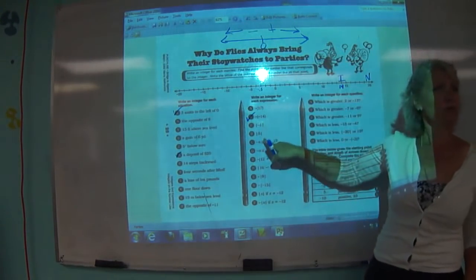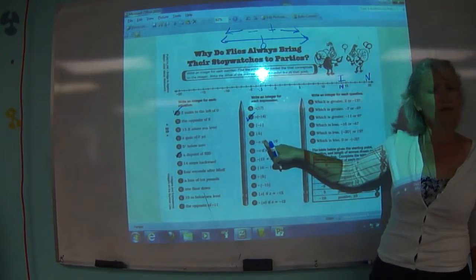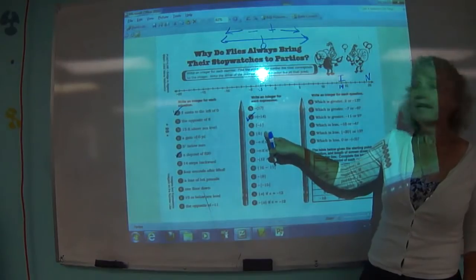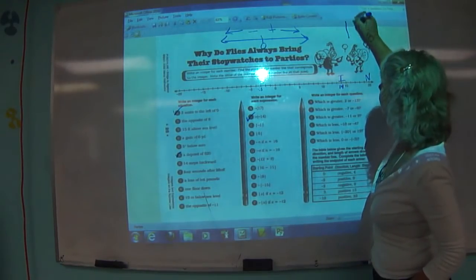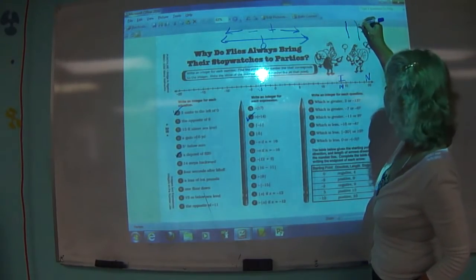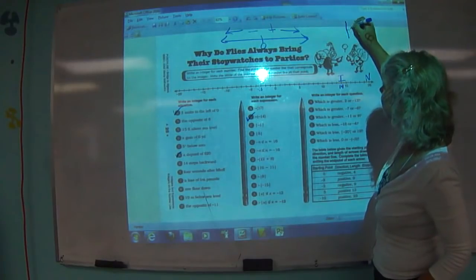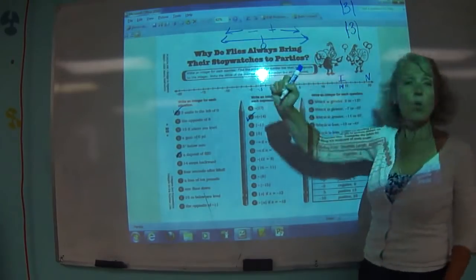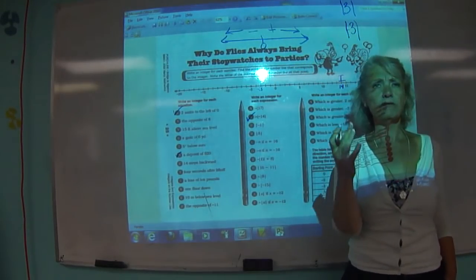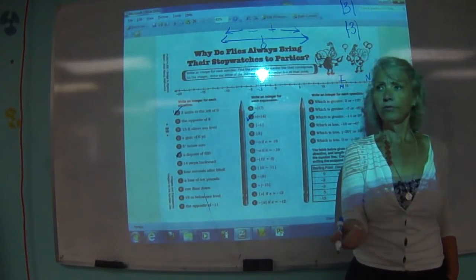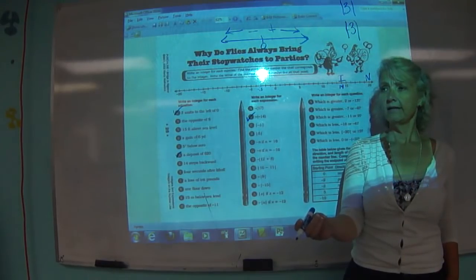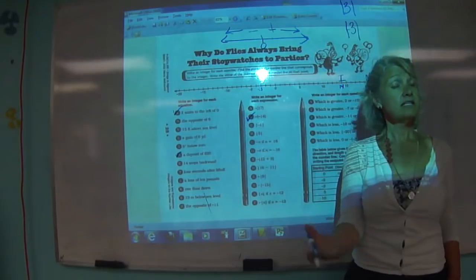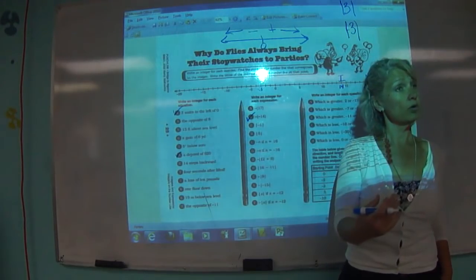Now we have these railroad track things. What are those called? Absolute value. So we have absolute value, and I could have negative 3, I could have positive 3. What does absolute value refer to? What is it, Nikki? The distance between 0 and the number. The distance between 0 and the number.